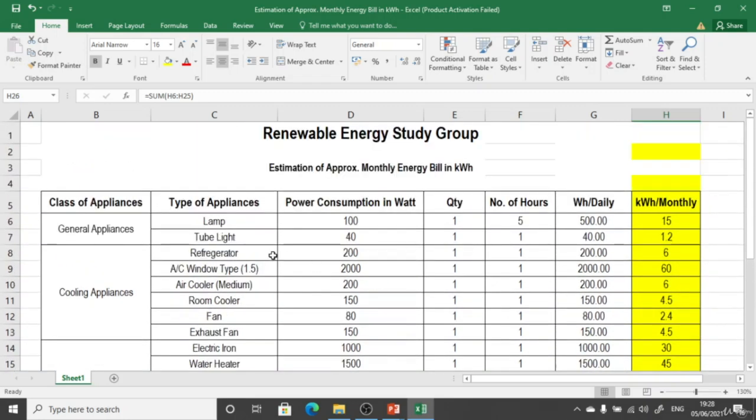So for every equipment we do the same calculation by changing the number of hours and the number of quantities. Automatically we get this value by applying this formula. It is the easiest method that we can apply for calculating the approximate monthly energy bill in solar home systems.